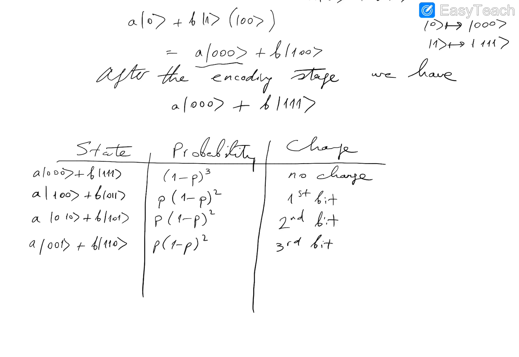But it could also be that 2 qubits are changed. Maybe the first and second bits are changed. So if Bob receives a|110> + b|001>, the probability of this happening is p^2(1-p). So in this case only the first and second bits are changed.